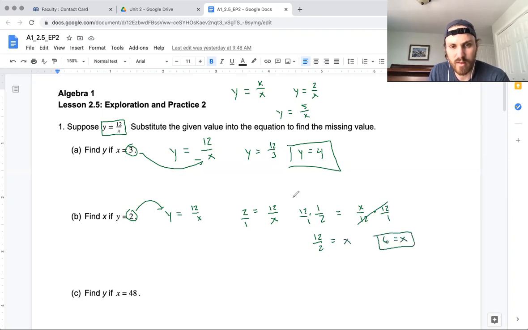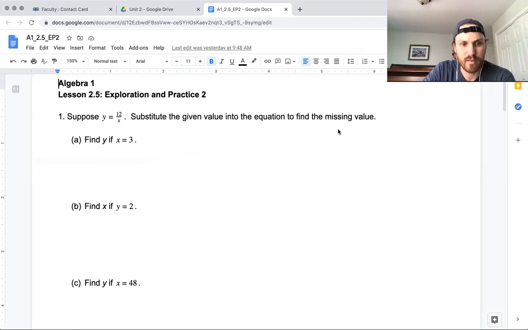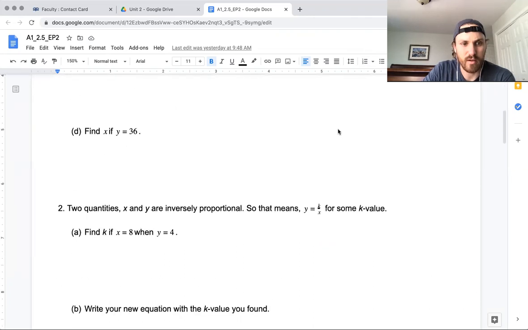Okay, so in the case of plugging in x, it was pretty easy to find my y value. But in the case of plugging in y, I had to actually do some solving to find x. I'm going to let you work on C and D because you've got a model now, so you can follow a similar model. I'll also put up a key, but I don't want this video to be too long.